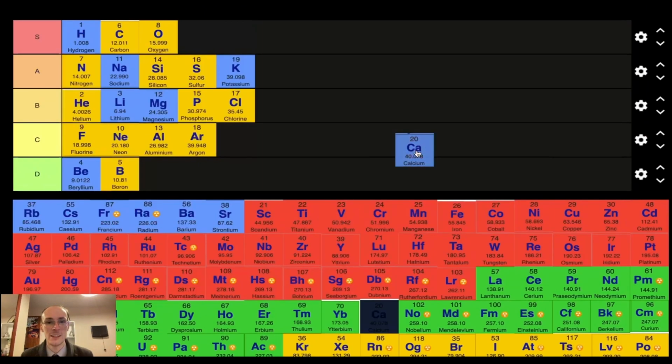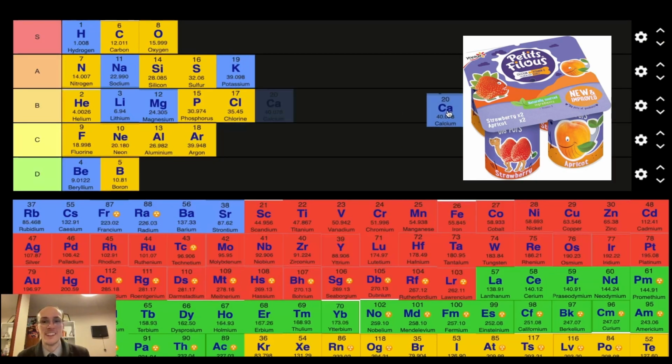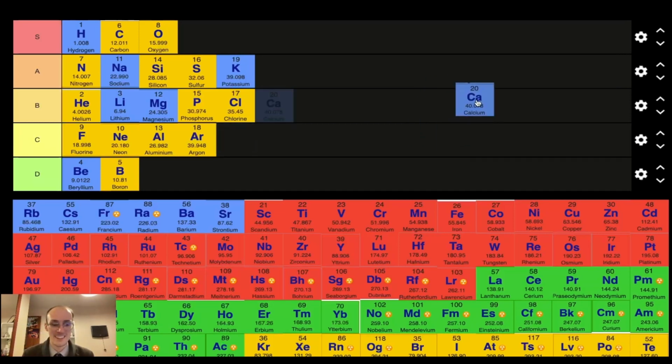Next up is calcium. Bones made out of it. When you think of bones, I think of Petit Filou. Remember the adverts where there were the two kids arm wrestling and the one eats Petit Filou. It's like, Petit Filou makes your bones grow stronger. It's got calcium in it, encourages calcium. It's also an important ion for cells, not just because bones are made out of it, but it's important for muscle contraction. It's an enzyme cofactor like magnesium. It also acts as an important second messenger for a lot of biological signals. So I'd say calcium deserves an A spot.